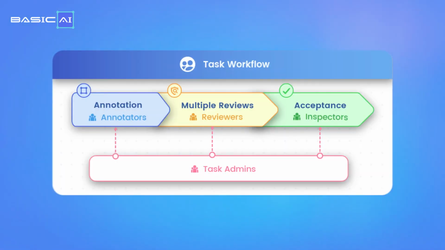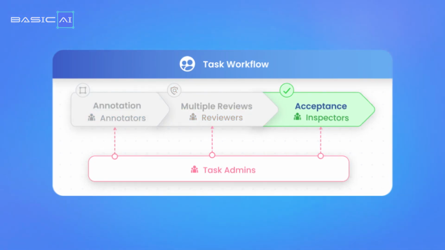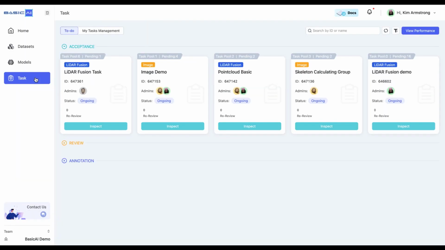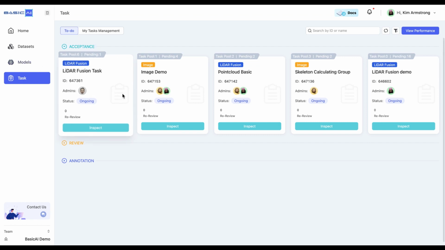You are in the acceptance stage of the task workflow. First, go to the Task tab on the sidebar. Under To Do, locate the acceptance category. Your tasks will be displayed here. Click Inspect on the task card.